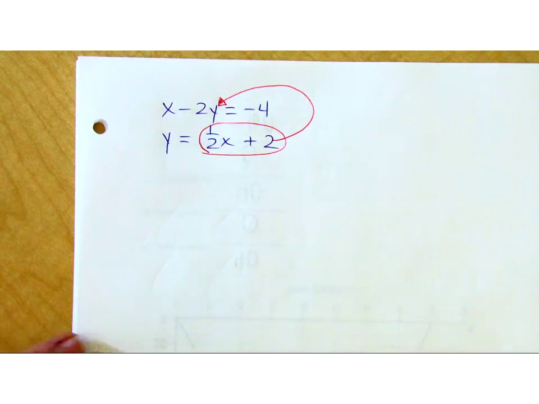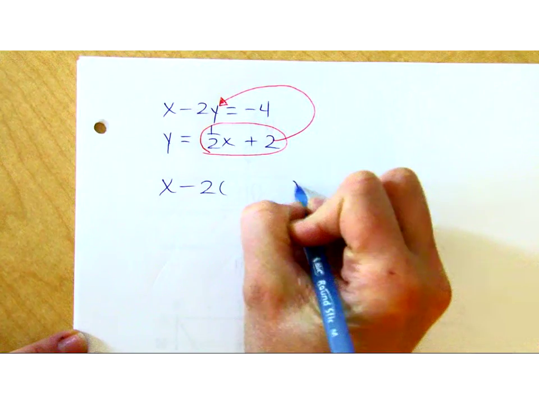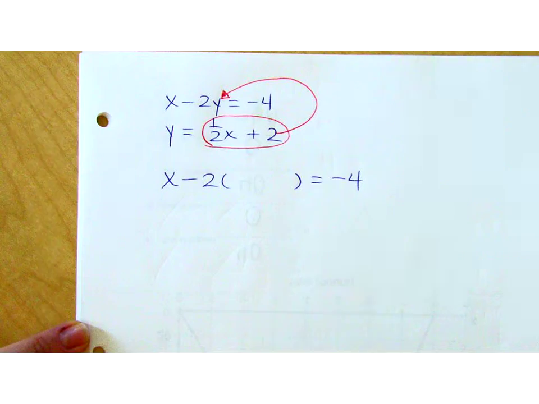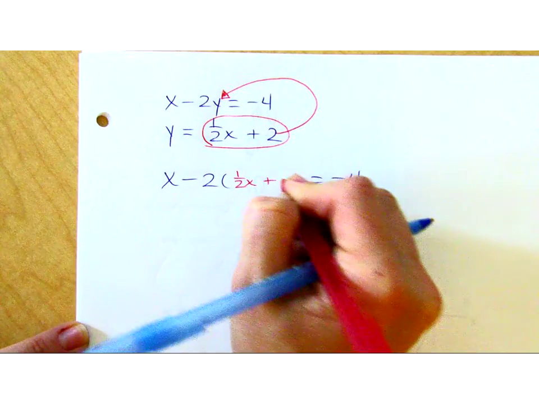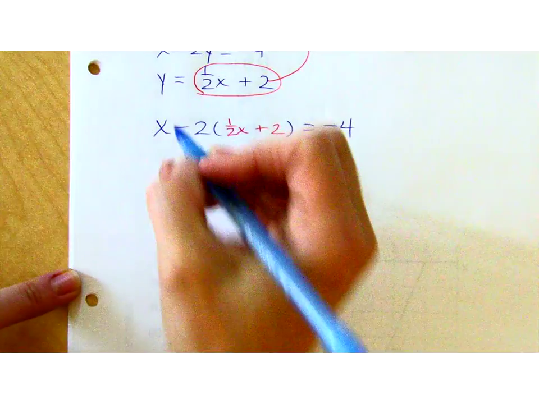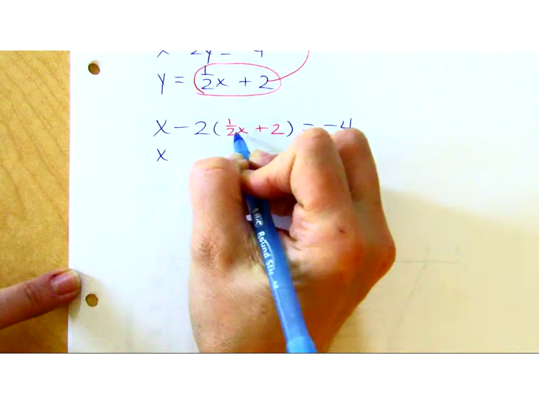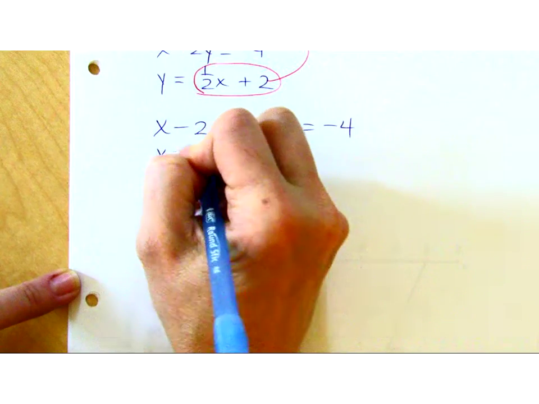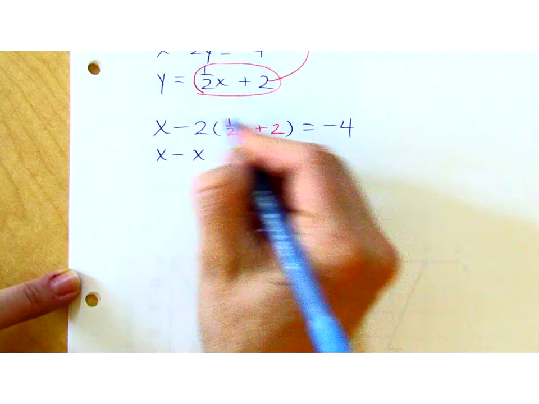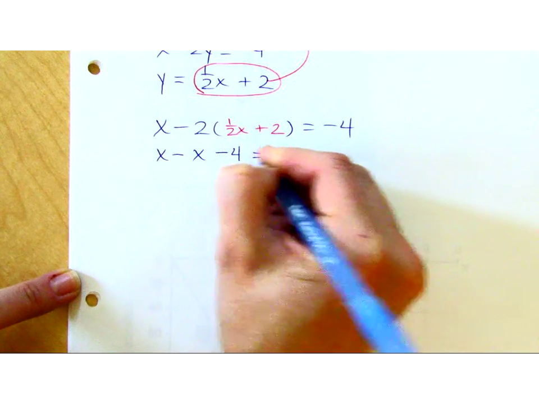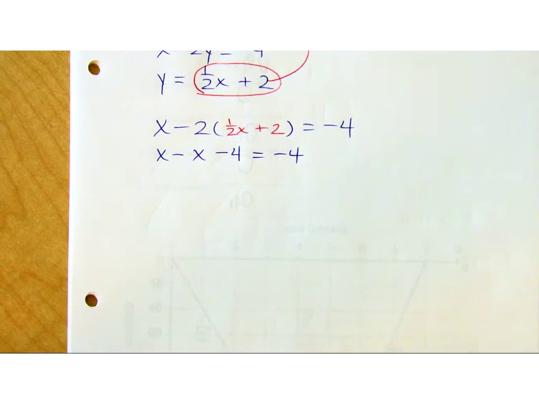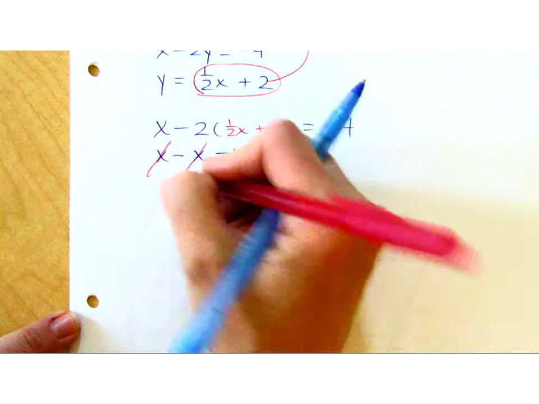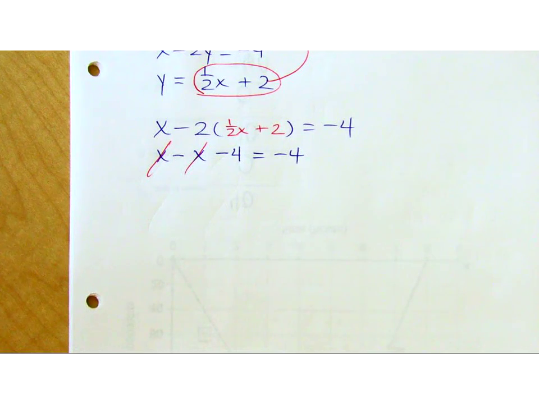So watch. X minus 2y equals negative 4. What is y? 1/2 x plus 2. Go ahead and do a little bit of math that you know how to do. What is negative times a positive? And what's half of 2? 1. And then I have my x. And then I have to do this negative 2 times this positive 2. And I go to combine my x's and I have one x. And I need to take away an x. So what happens with those? They completely cancel out. And what am I left with on the left? And what am I left with on the right?